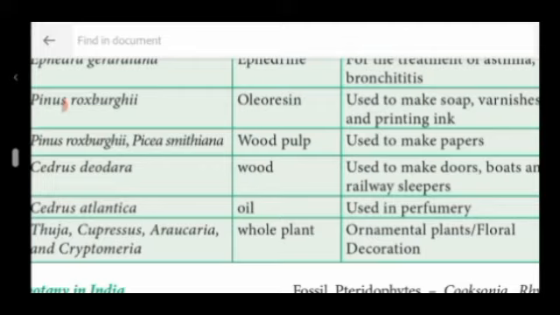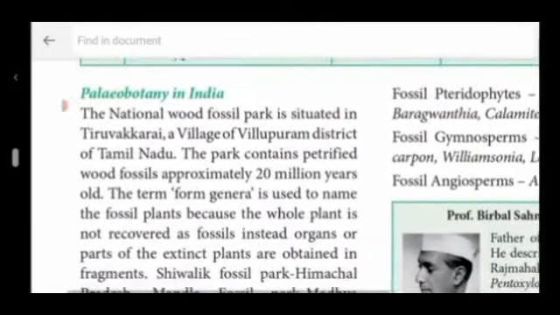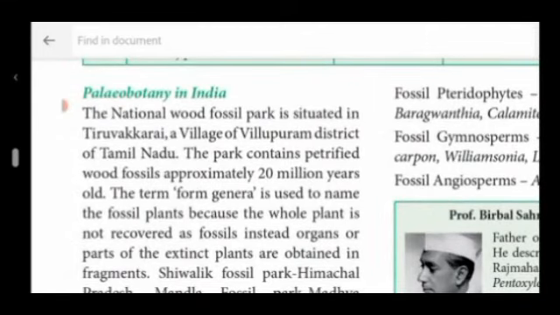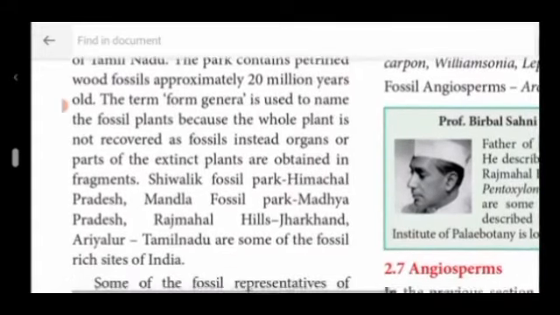The next, fossil plants. The National Wood Fossil Park is situated in Thiruvakkarai, a village of Viluppuram district of Tamil Nadu. The park contains petrified, that is fossilized, wood approximately 20 million years old. The term form genera is used to name the fossil plant because the whole plant is not recovered as a fossil. Instead, organs or parts of the extinct plant are obtained as fragments, small pieces.